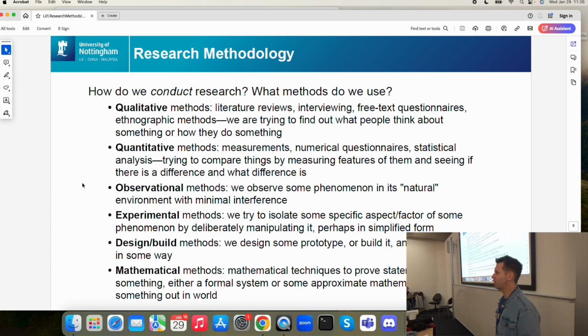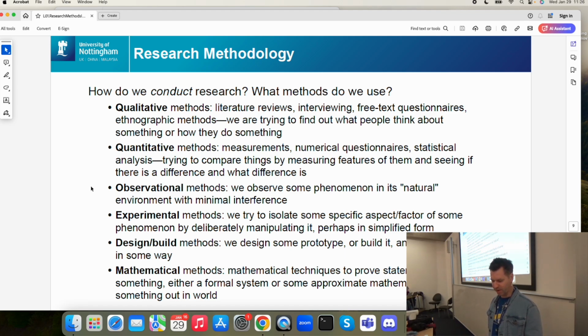We have observational methods. That is just trying to watch something and see how it behaves. We can watch people or other things and see how they behave and try to make objective assessments of that behavior or look for patterns or trends or outliers.